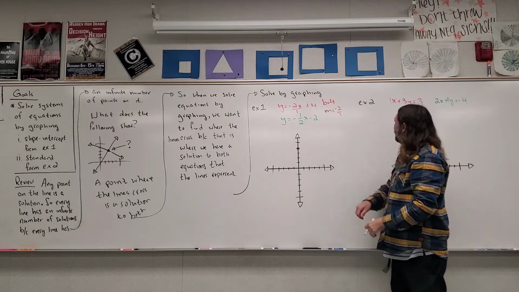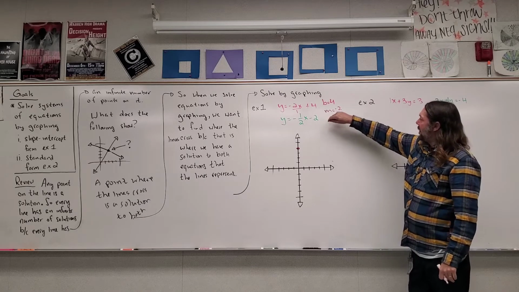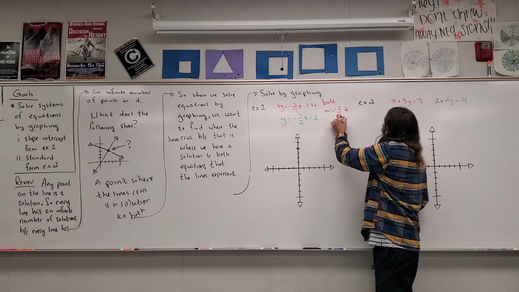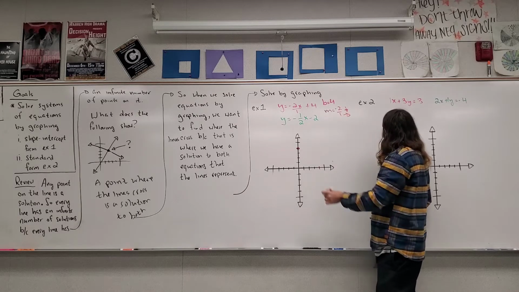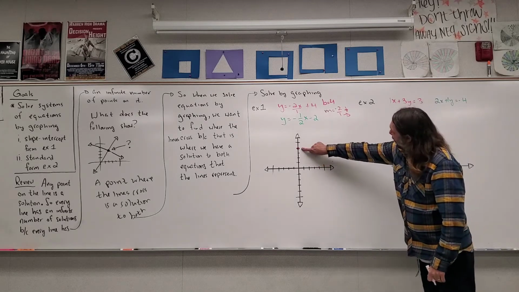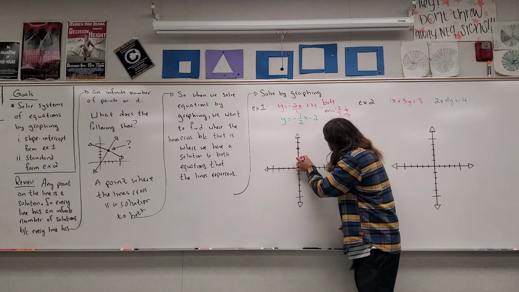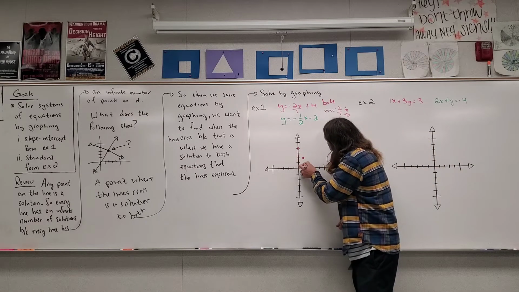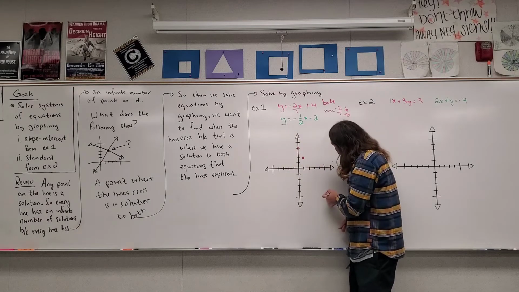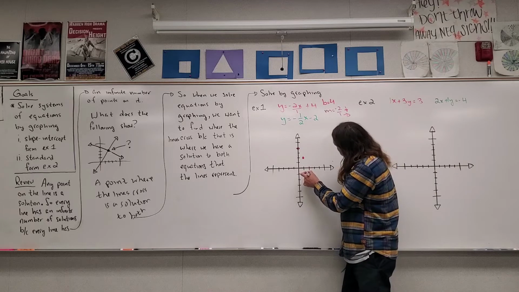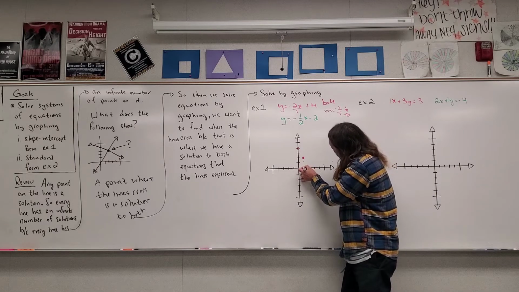This tells me how I'm going to move to my next point. I'm rising in the negative direction, so I'm going down, and I'm running in the positive direction, so I'm going to the right. So from here, I go down 2, right 1, and I'm going to put a dot. Normally I would just have you connect those dots and move on, but I'm going to keep using this down 2, right 1 pattern.